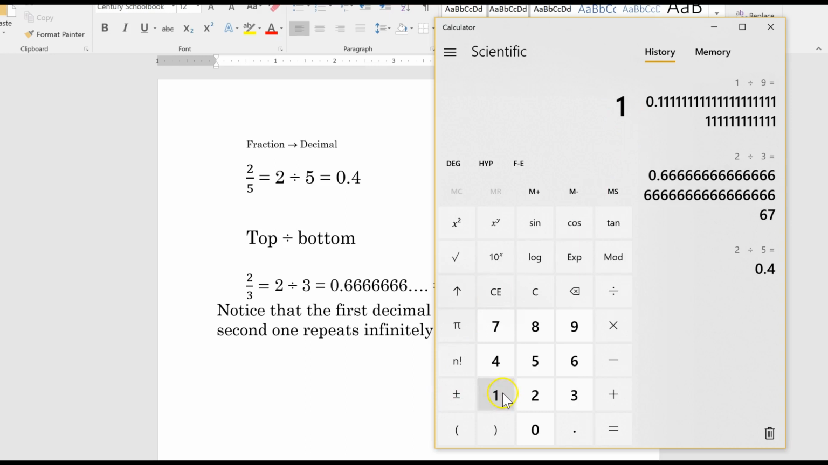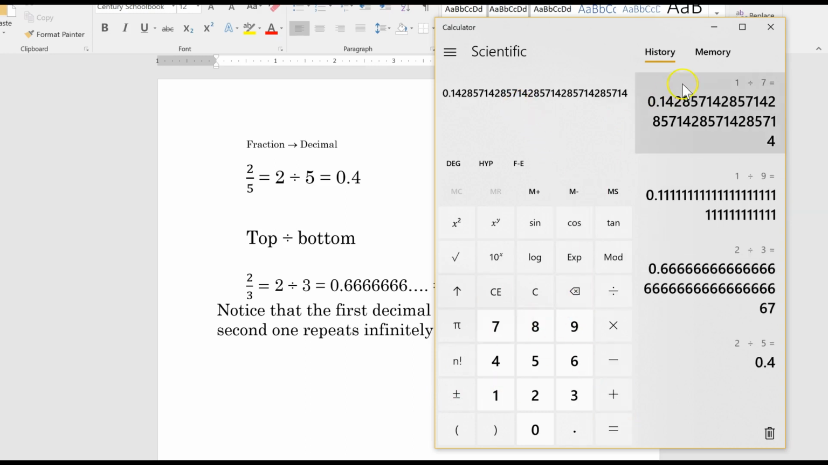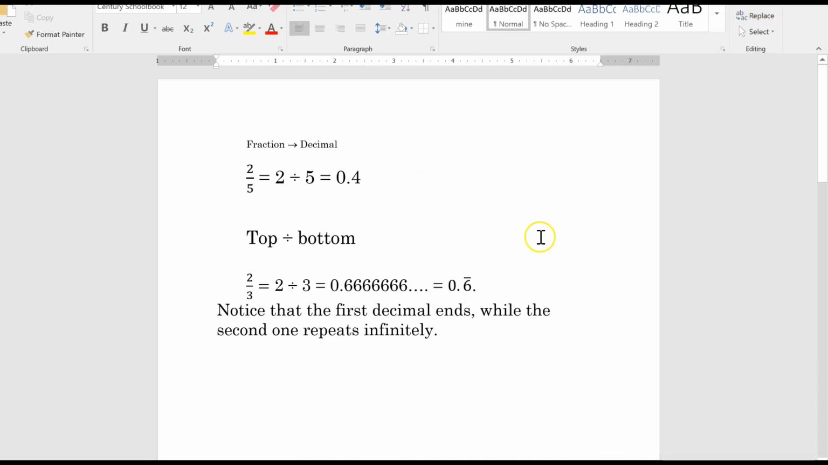And I could do, let's see, 1 divided by 7 for 1/7, and I get a really kind of long repeat, 142,857, 142,857. So the decimals and fractions definitely get kind of interesting with a lot of different repeats, and we're going to talk about how we can turn a repeating decimal back into a fraction.